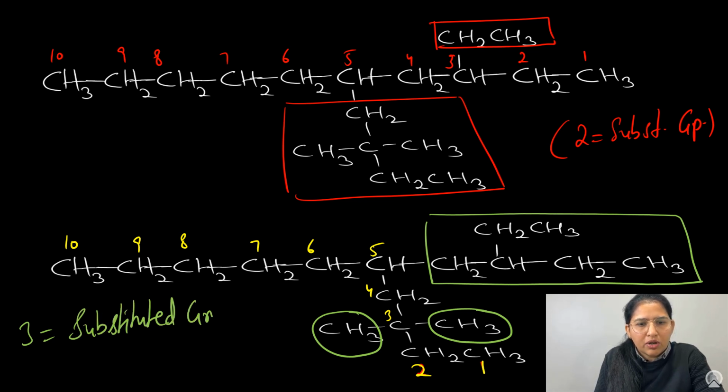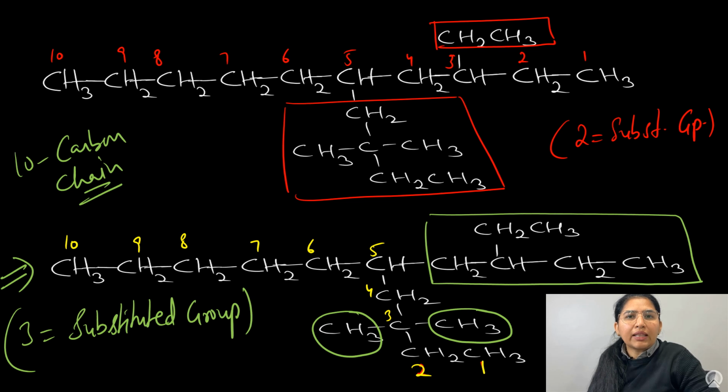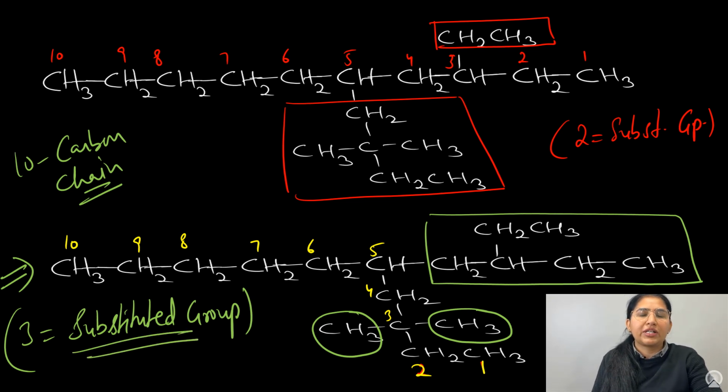So which one are you going to opt for in this case? Of course the bottom one. Why? Because the rule says if you are having chains with the same length, like the 10 carbon chain you have seen here, you are supposed to choose the one which is going to have more branches, which is going to have more substituted groups.